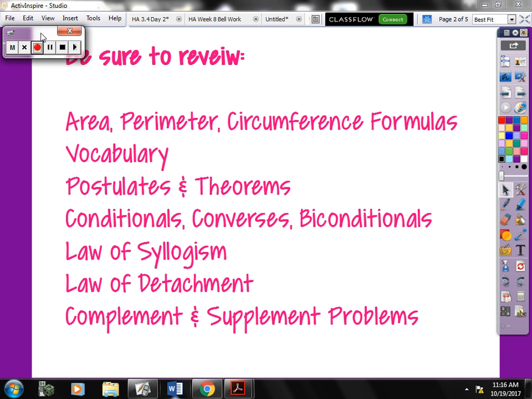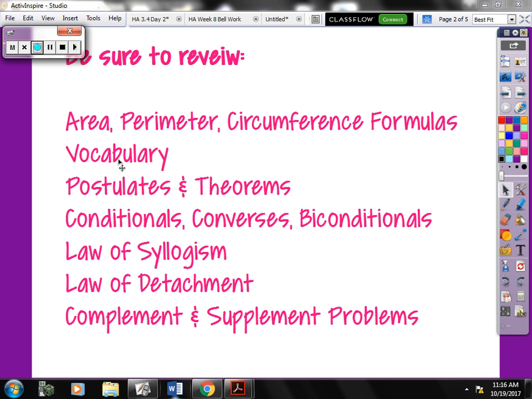You want to make sure that you do know the area, perimeter, and circumference formulas from chapter 1. We learned circles, rectangles, squares, and irregular shapes. Vocabulary, look through all of your vocabulary from chapters 1, 2, and 3, as well as postulates and theorems.